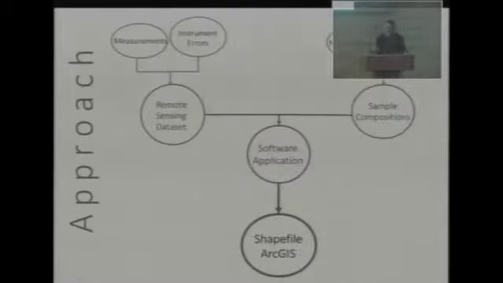So what we did for that: on one side we have the remote sensing dataset that has some measurements, with some instrument errors, and on the other hand we have the sample composition, with the measurements and the analytical standard deviation. So what we do is create a software application that allows us to combine these two types of data, and it creates a shapefile in ArcGIS.